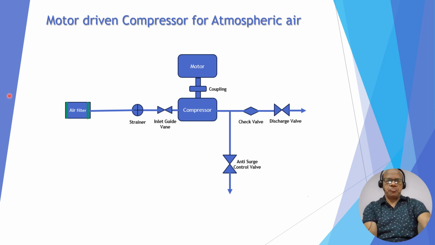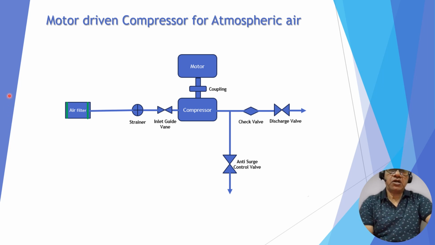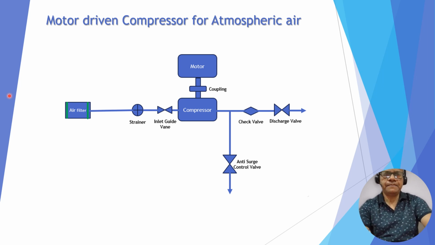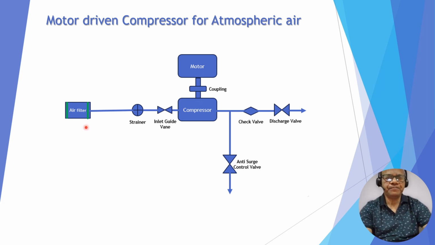So this is the arrangement of a motor driven compressor which is handling atmospheric air. This compressor is coupled with a motor. This motor drives the compressor. The compressor can be single stage or multi-stage. Atmospheric air is sucked in, and to filter it, an air filter is installed at the inlet of the compressor.